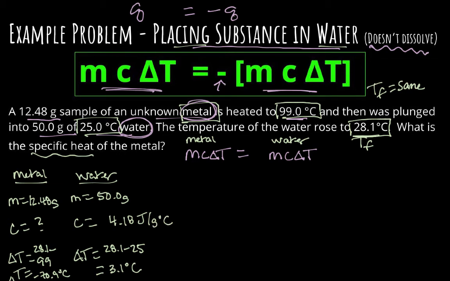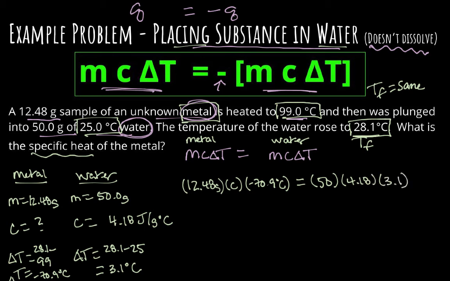Okay, so now I'm going to plug these values in. For my metal side, 12.48 grams. C is what I'm looking for. Delta T is negative 70.9 degrees Celsius. Other side, 50 times 4.18 times 3.1.